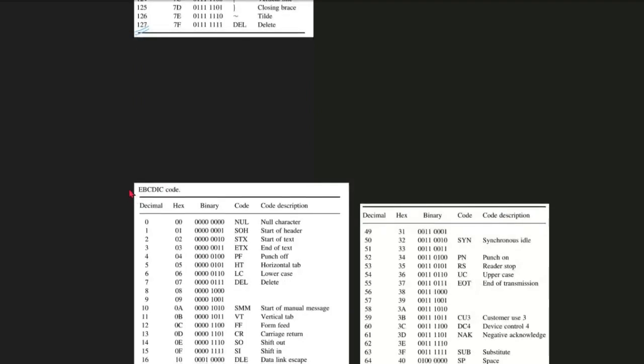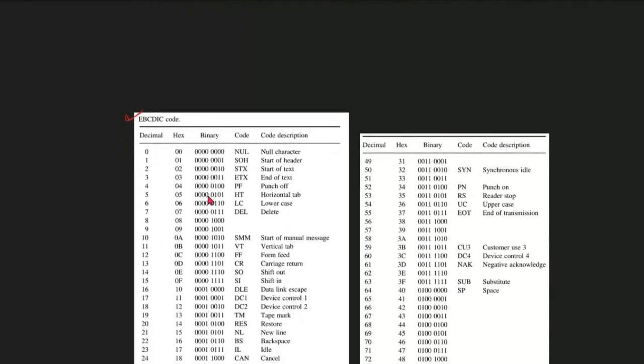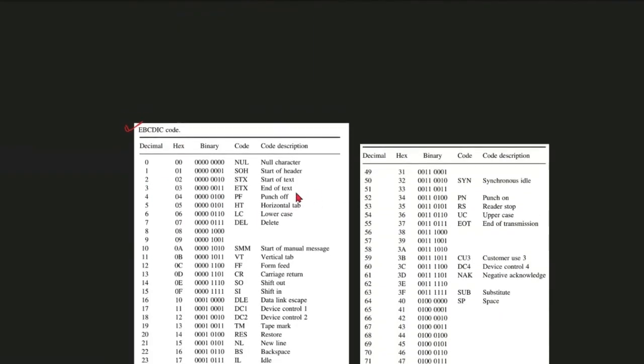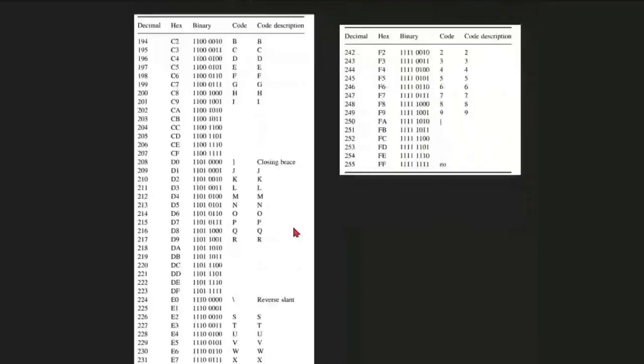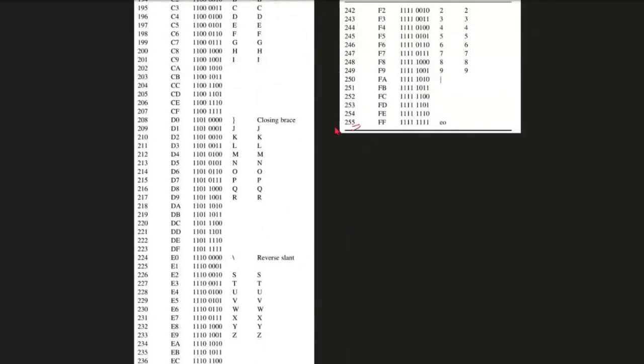Similarly, EBCDIC coding is there, in which we have a total of 256 characters. Each of the characters is given here for basic understanding. You can just look at it, there is no need to remember this, but how it is represented is shown here. So they have 0 to 255, a total of 256 characters.